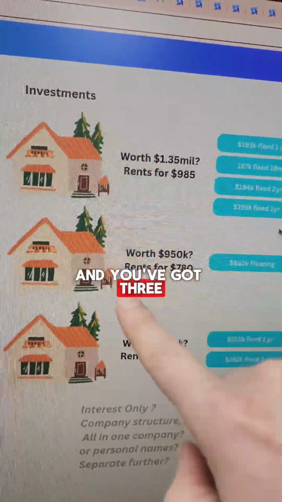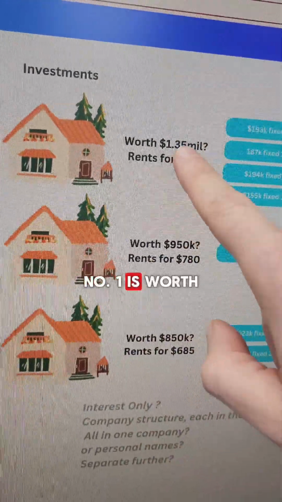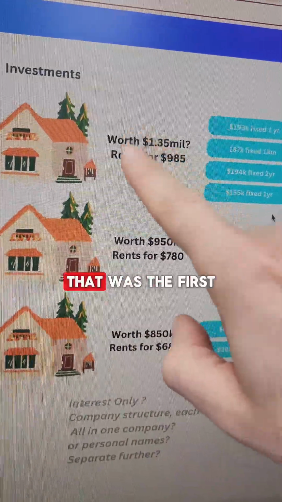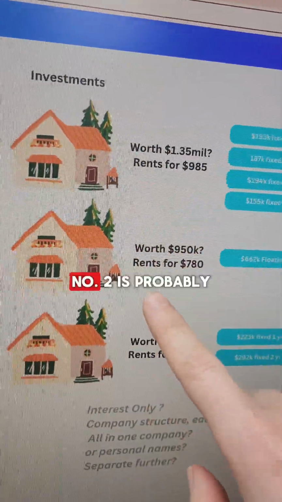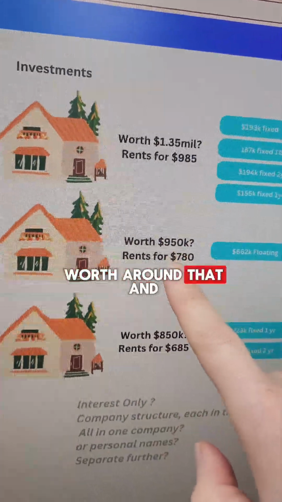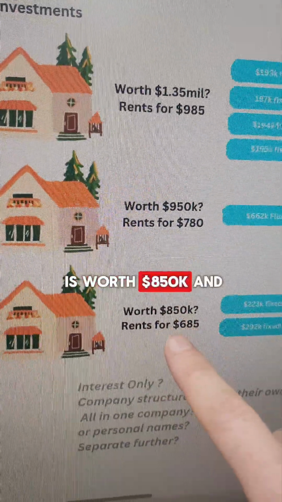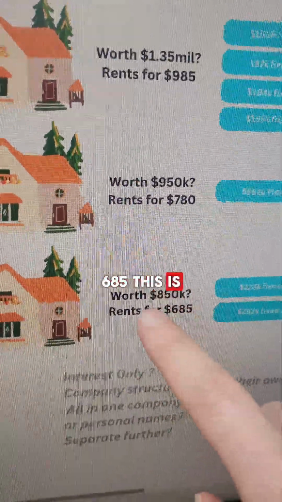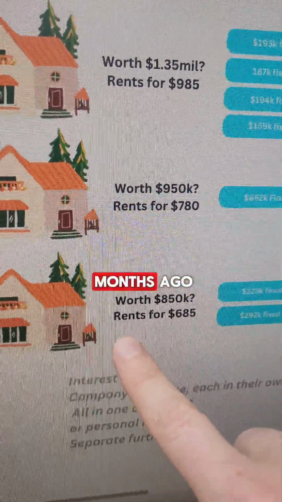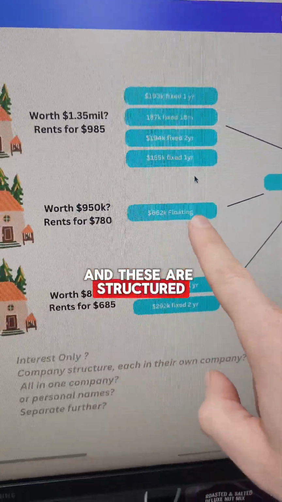Then you've got 3 investment properties. Number 1 is worth about this and rents for that. This was the first one I bought. Number 2 is probably worth around that and rents for that. And then number 3 is worth $850 and rents for $685. This is the most recent one I bought about 12 months ago. And these are structured this way.